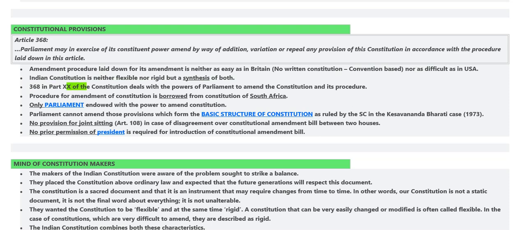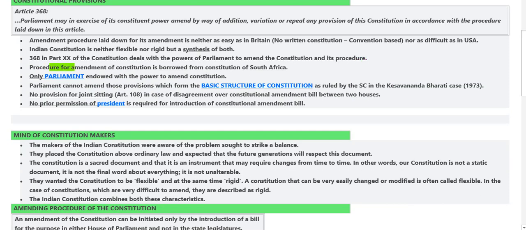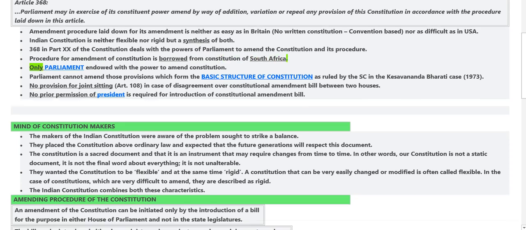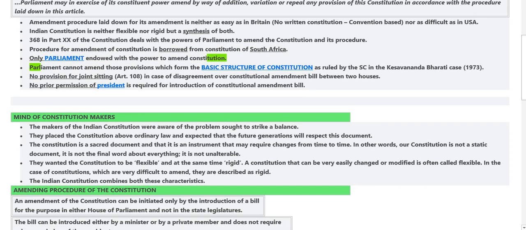Article 368 in Part 20 of the Constitution deals with the powers of Parliament to amend the Constitution and its procedure. The procedure for amendment of the Constitution is borrowed from the Constitution of South Africa. Only Parliament is endowed with the power to amend the Constitution.